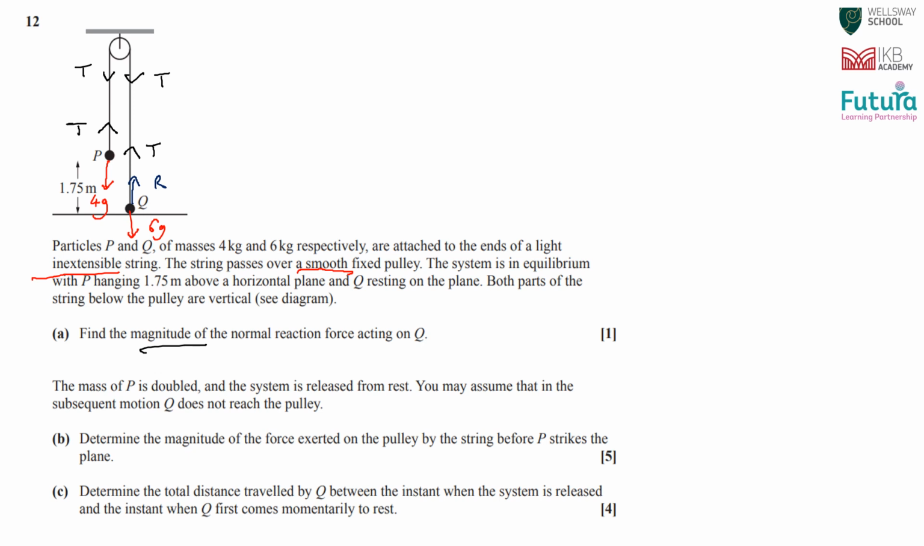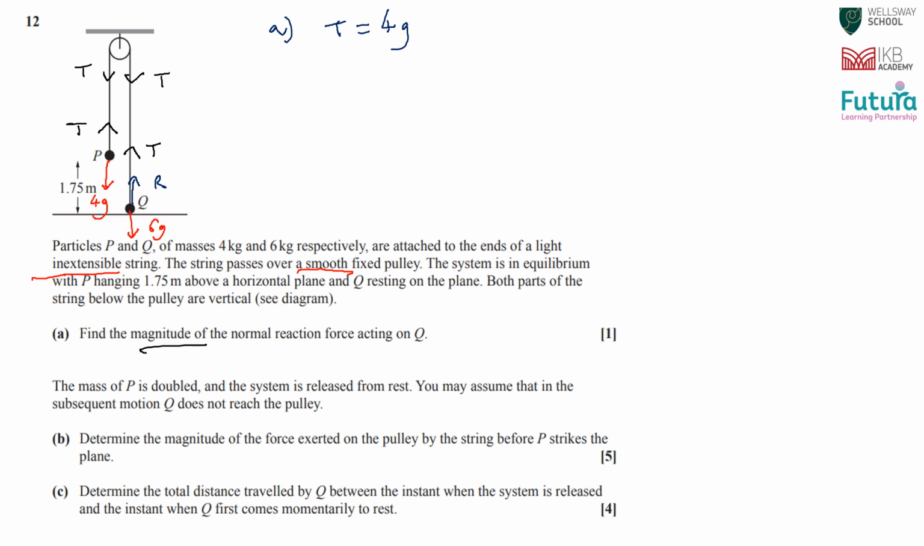A really, really common wrong answer, so this is the most common wrong answer, would be to write down 6G. It isn't going to be 6G because although it's in equilibrium, there's also tension in the string. However, at this point, because P is not moving, it makes sense that the tension in this string is going to be 4G. Because on P, there's only 4G acting down. The tension acting upwards must be 4G, or it wouldn't be in equilibrium. The tension is the same throughout.